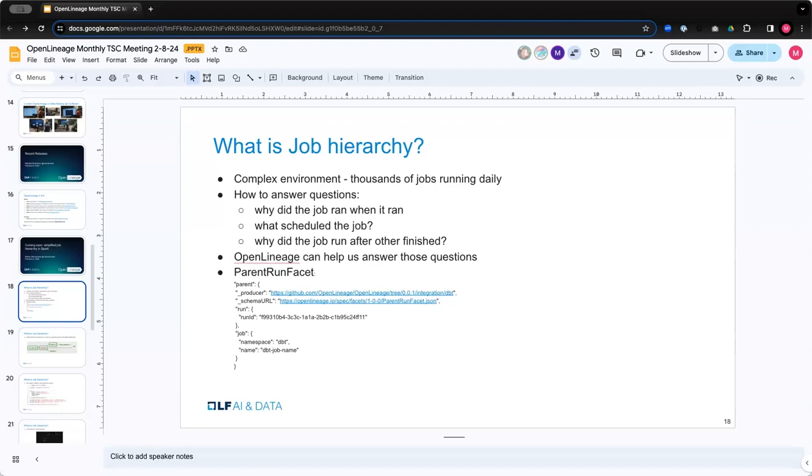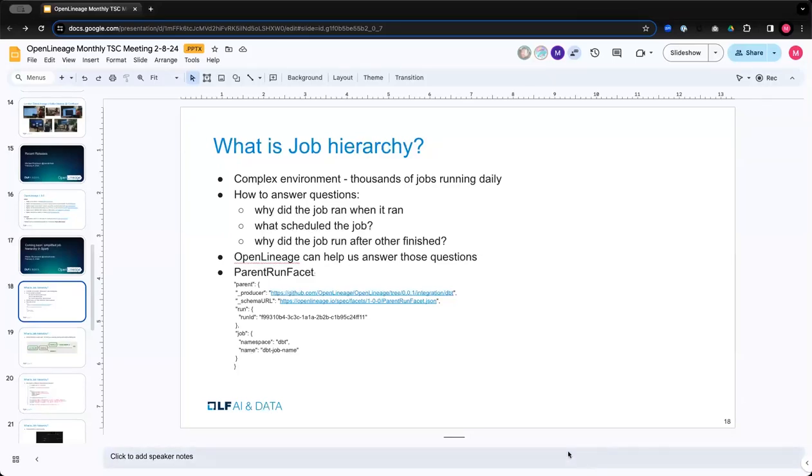Let's say we have a data infrastructure, a data platform. There can be 1,000 jobs running daily, and OpenLineage can give us an answer on job to dataset lineage, but it doesn't help us understand other questions, like why did the job run when it ran, what scheduled the job, and why did the job run after some other job? And we think we can actually answer those questions if we take a look at one specific element of the OpenLineage event.